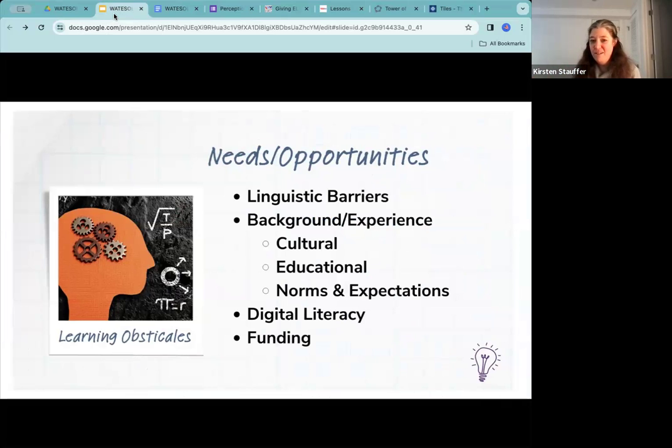So if we can understand a little bit about the linguistic barriers that they have, some of the background and experience they're bringing with them, cultural and educational norms and expectations, where they are with digital literacy and technology skills. And then also another challenge besides the other ones, the funding or time that students have to do their work, and maybe they're working at the same time too.